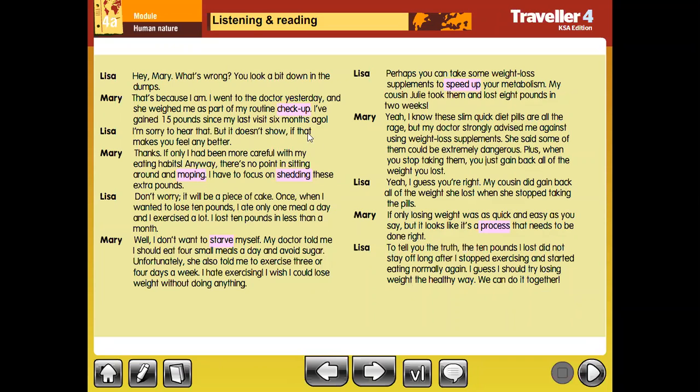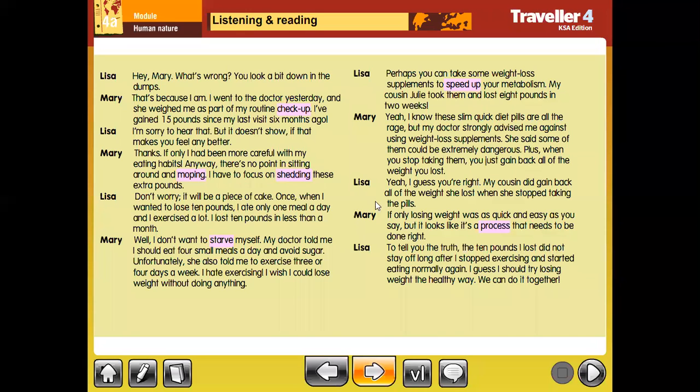So, some of the highlighted words here: checkup, as we said, means a medical examination to see if everything is okay. And mopping means shedding tears, feeling miserable and so on. The word shedding means to lose. Starve means to eat very little. And speed up means to make something go faster. The word process means a series of actions.